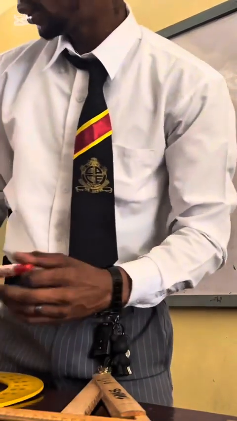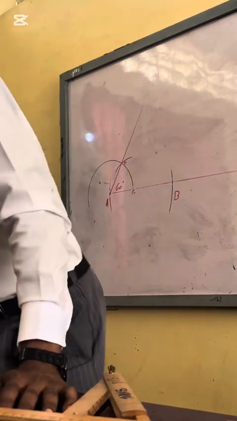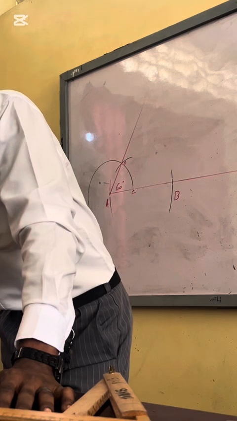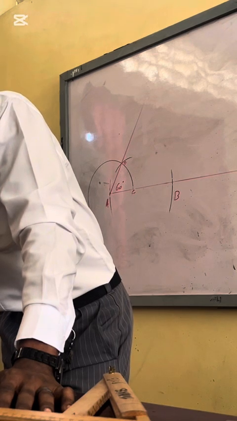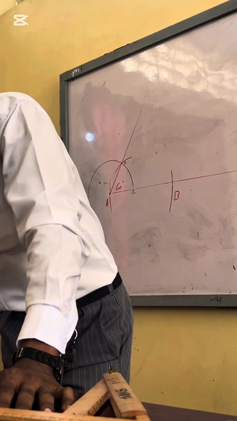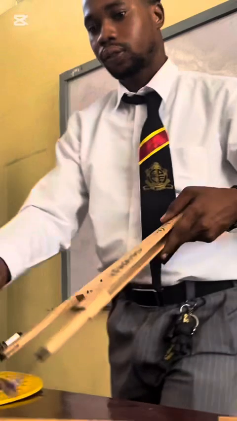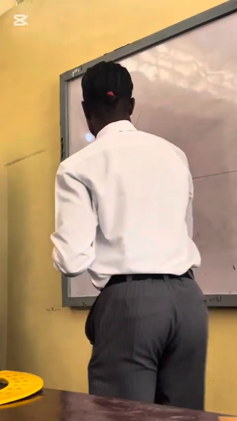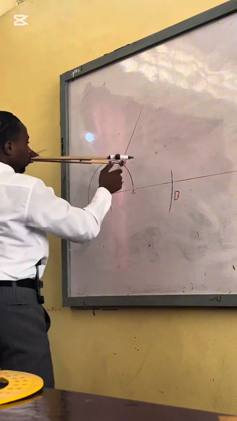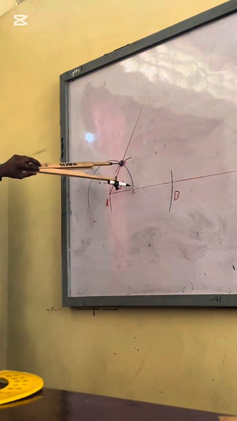Turn over the page, please. Good. The next step. Your compass point at point D, open to more than half of point C, and scribe an arc at the top and one at the bottom. Good. What we'll do, place your compass point at where? Point D. Open to what? More than half of where? Point C. Good.